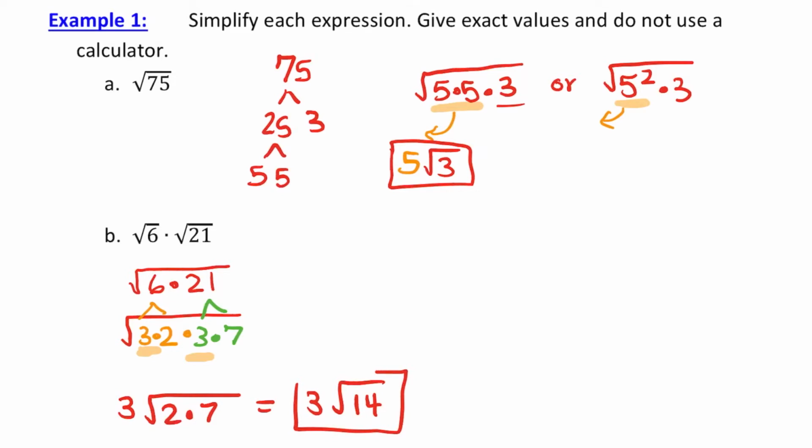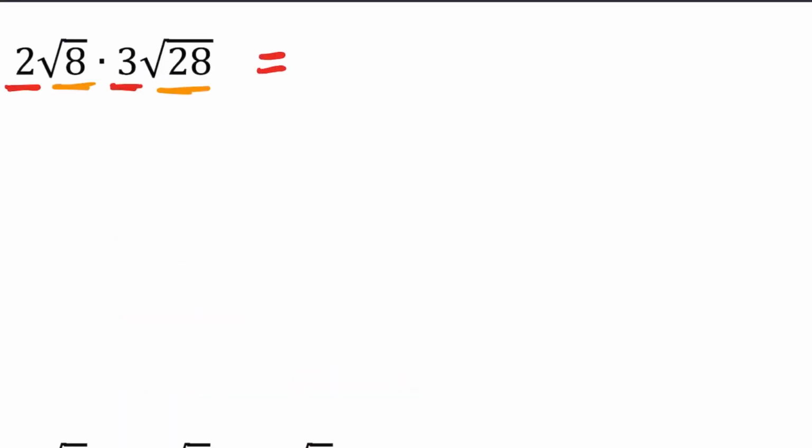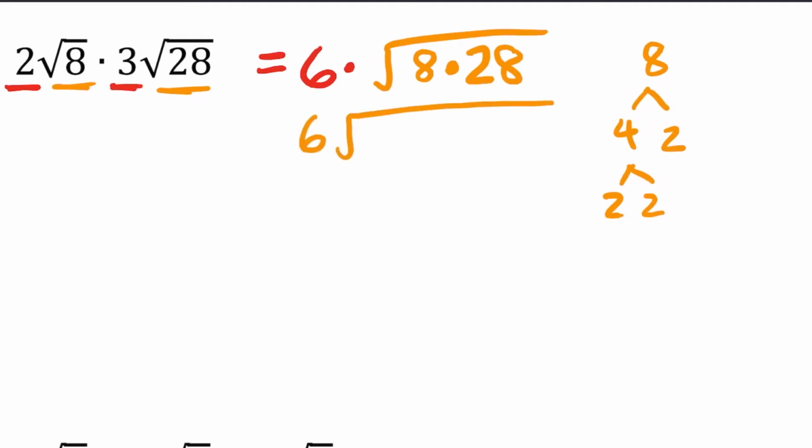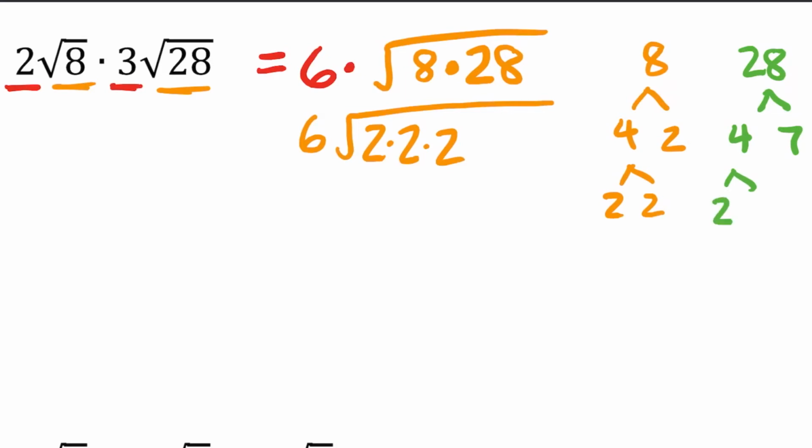This next one, we have some values being multiplied outside a radical. So 2 and 3 are on the outside. They're kind of in their own little world compared to the insides. Let's go ahead and multiply them and turn them into 6. And then 8 times 28 is inside my radical. If I break each of those down, no reason to multiply 8 times 28 and make it into like 200 or whatever that is. Just leave it 8 times 28 and break those down individually.